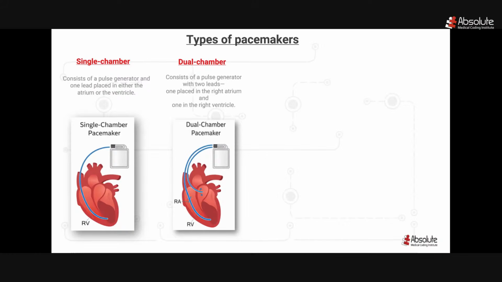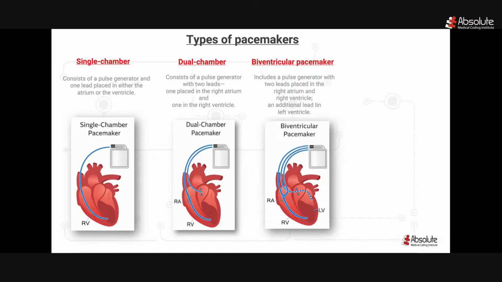All right, now comes the advanced one, the biventricular pacemaker. So this system includes a pulse generator, and the leads are placed in the right atrium, right ventricle, and an additional lead is placed in the left ventricle. All right, so there are three leads in your biventricular pacemaker. So this system paces both the ventricles at the same time to improve the heart pumping in patients with heart failure.